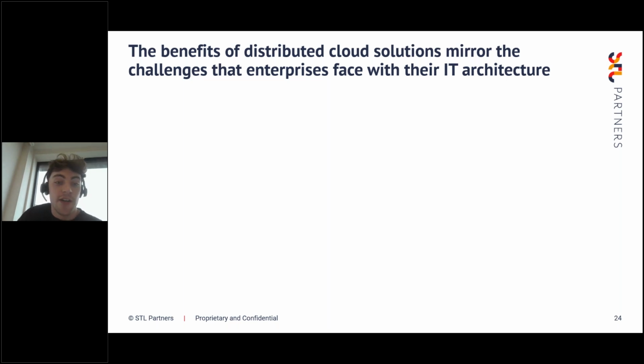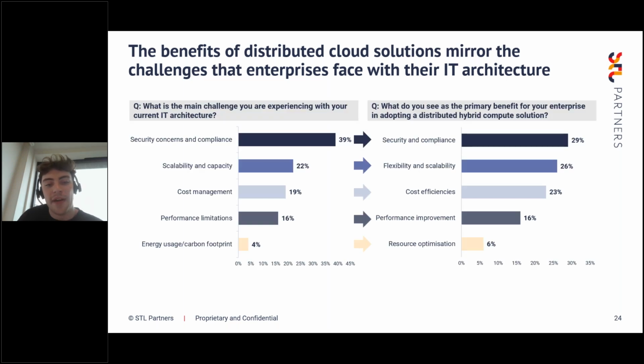Well, we shared results earlier in the presentation from our question on challenges that enterprises are experiencing within their IT architecture. Security, scalability, cost, performance were identified as the core 4 challenges. These directly map to the benefits identified as to why an enterprise would adopt a distributed hybrid compute solution. A distributed hybrid compute strategy increases data protection and navigates industry-specific legislation that varies from country to country, improving security and compliance, whilst enabling enterprises to quickly adapt to changing demands without being constrained to the capacity of a single data center or a single provider. And that is where the boosted flexibility and scalability is offered.